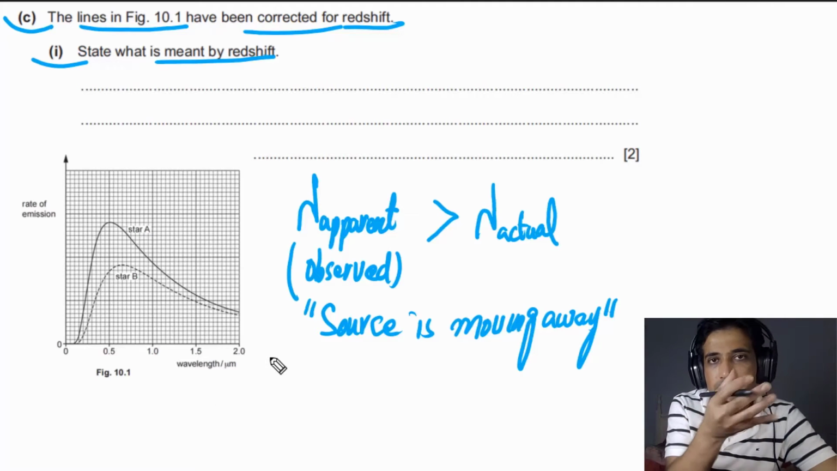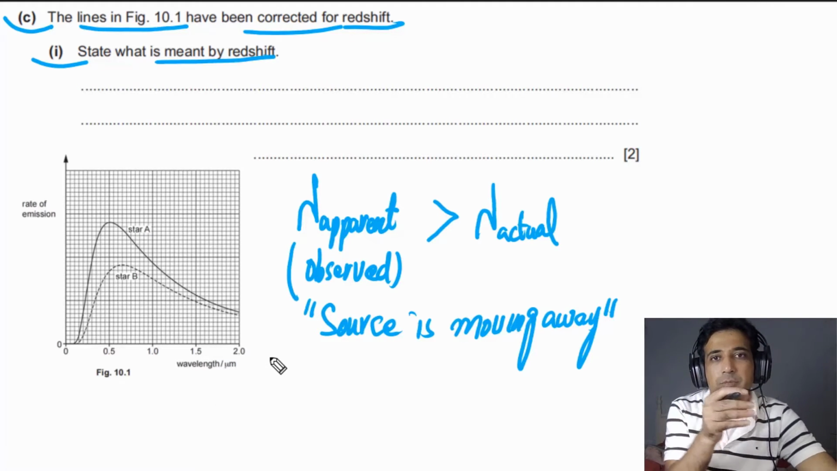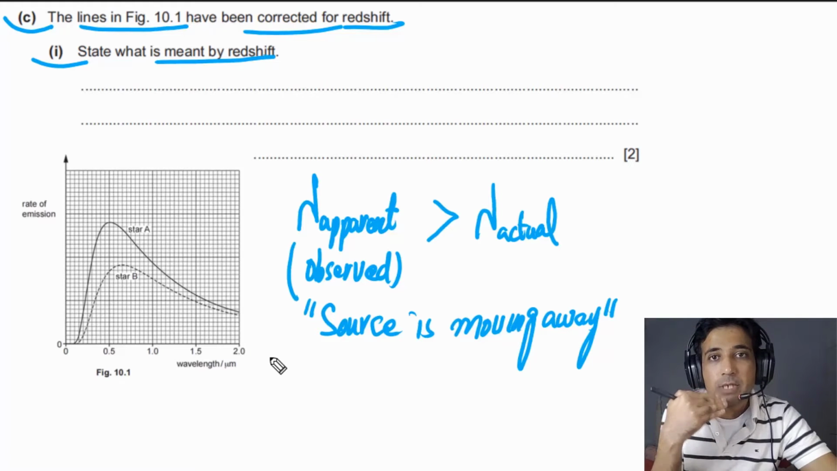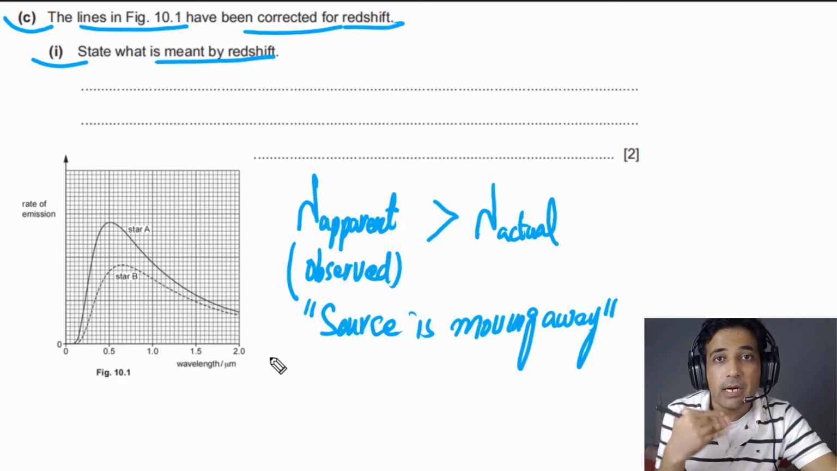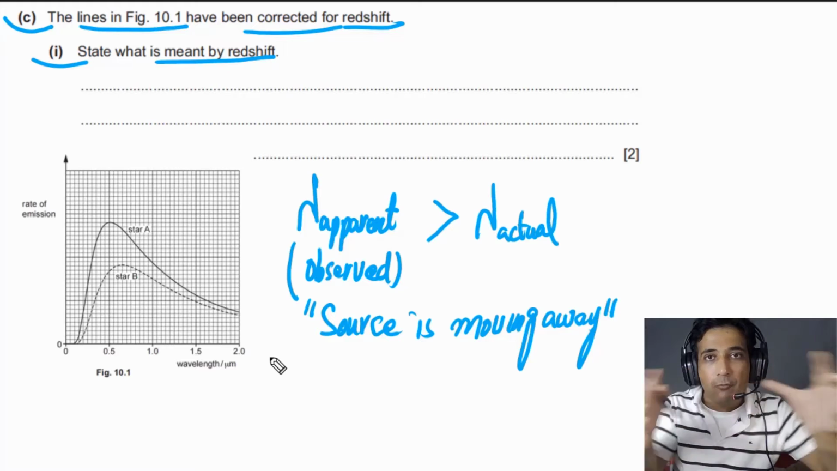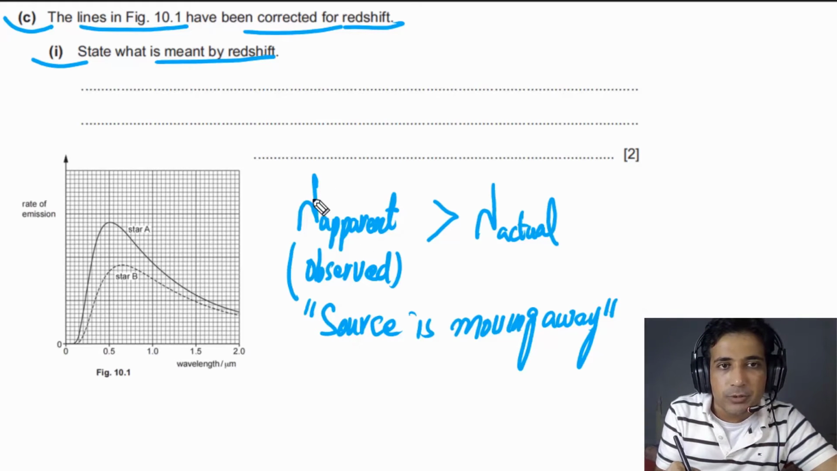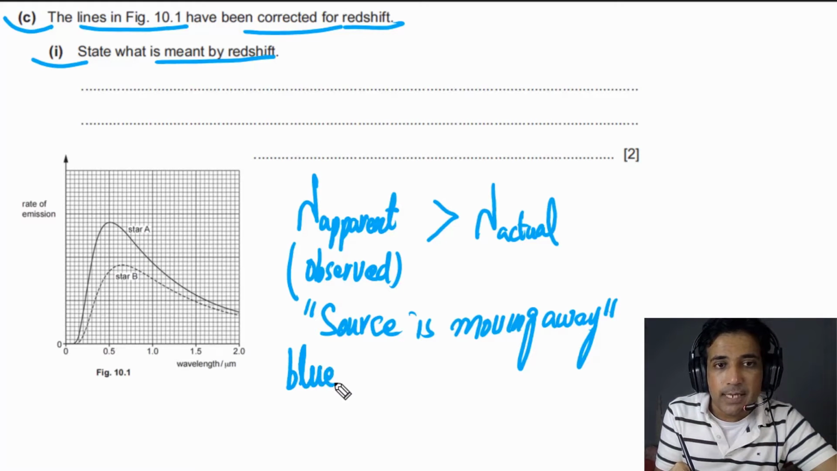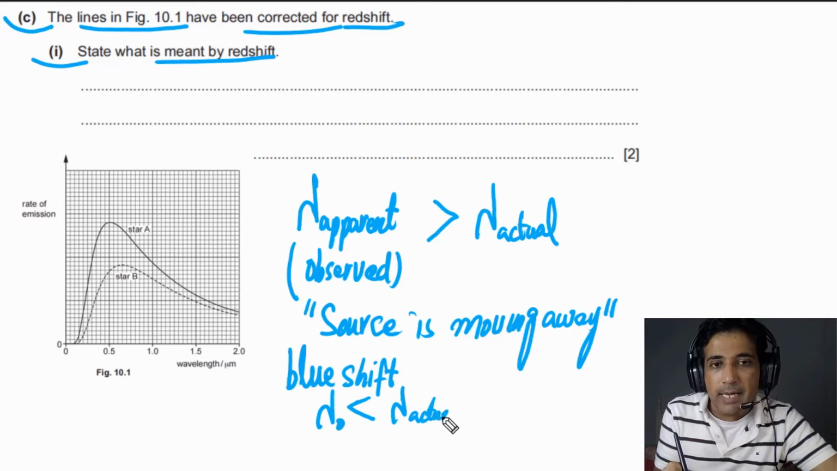If the star is approaching... but in the universe, almost every star is moving away from us, meaning moving away from each other. So we observe redshift most of the time. But blue shift is also another term. Blue shift means that lambda apparent is lower than actual lambda. So we can say lambda observed is lower than lambda actual. And that is only possible if the star is approaching.